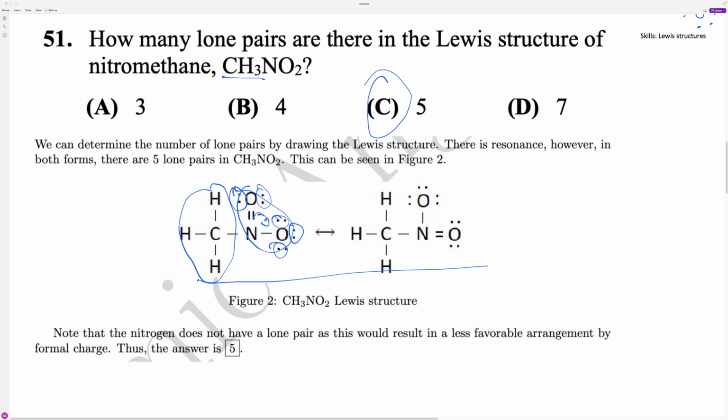If you start to draw more Lewis structures and see formulas like this, you're going to be able to identify those structures more easily. But yeah, by just how they write nitromethane, you'll be able to tell the structure and easily find the number of lone pairs.